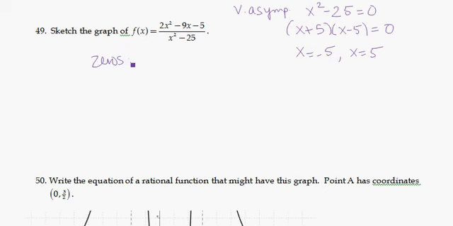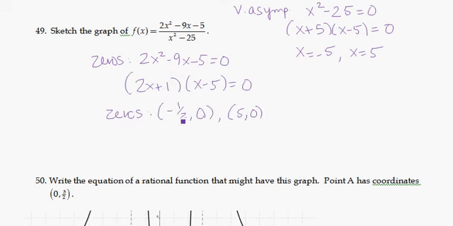What about zeros? Zeros occur where the numerator is equal to 0. So we have to ask ourselves, can we factor that? By the way, if we can't, we just use the quadratic formula. But this one can factor. Pause the video and factor it. So we get two zeros at -0.5 and 5.